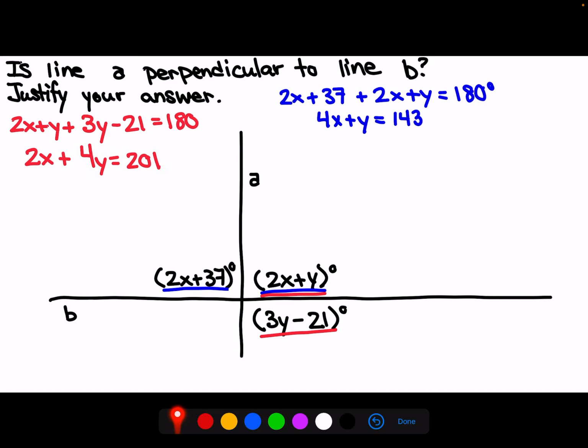Now, looking at this, I have two equations with two different variables in both equations, x and y. So we have a system of equations.